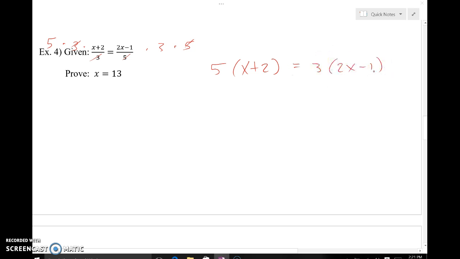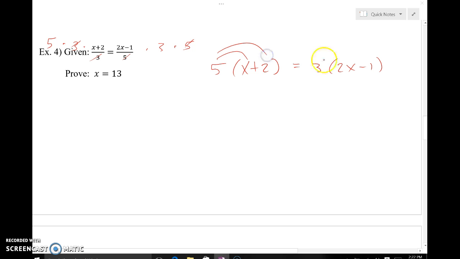Well, if you look and cross multiply, the 3 would be multiplied by the 2x minus 1. Well, that's the right side of our equation. And the 5 would be multiplied by x plus 2. Well, that's the left side of our equation. So you can see that cross multiplication indeed does work, and it works because of inverse operations, getting rid of the denominators with multiplication. So we could go ahead and distribute here if we'd like.